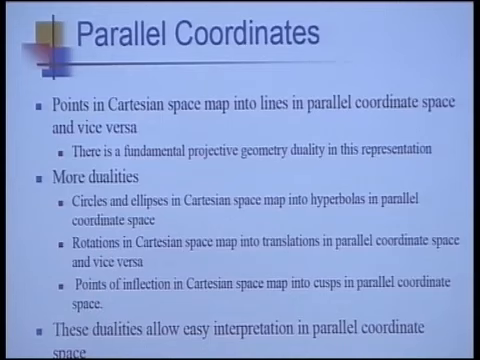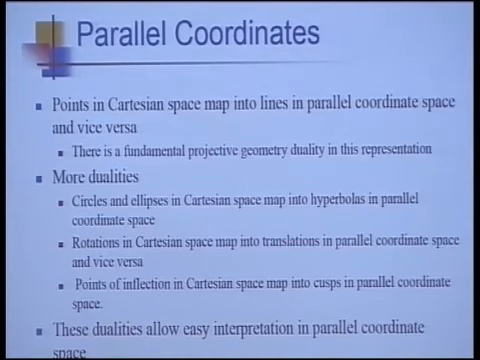There's a fundamental projective geometry duality in this representation. Points map into lines, lines map into points. There's a lot of other dualities that follow from this. For example, circles and ellipses in Cartesian space map into hyperbolas, so-called line hyperbolas, in parallel coordinate space. And so it's relatively easy to diagnose a circular or elliptical structure in parallel coordinate space because you have basically a hyperbolic shape.